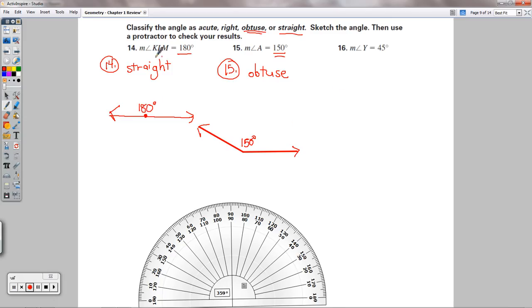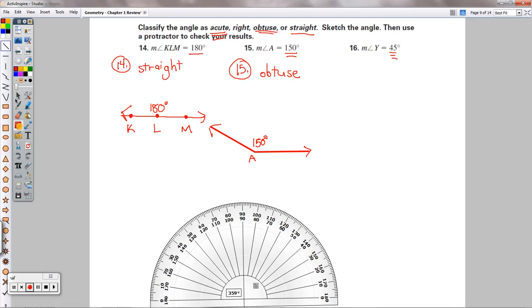And then the measure of angle y. So I should be including some points here as well. Sorry about that. So KLM, L has to be the vertex since it's the middle point. And then K and M could be in either location. This was a measure of angle A, so this would have to be point A as my vertex. And then for 45 degrees, that's the definition of acute right there, if you have something between 0 and 90. And so I'm going to get out my tools again.